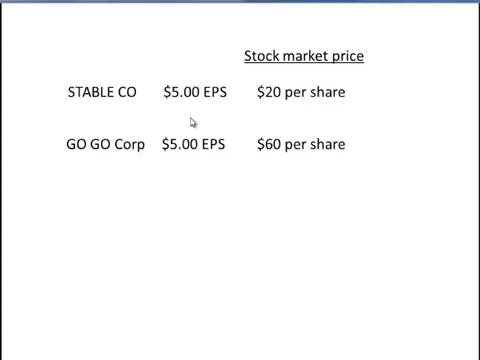Now we measure that through what we call the price to earnings ratio. We take the price per share and we divide it by the earnings per share.